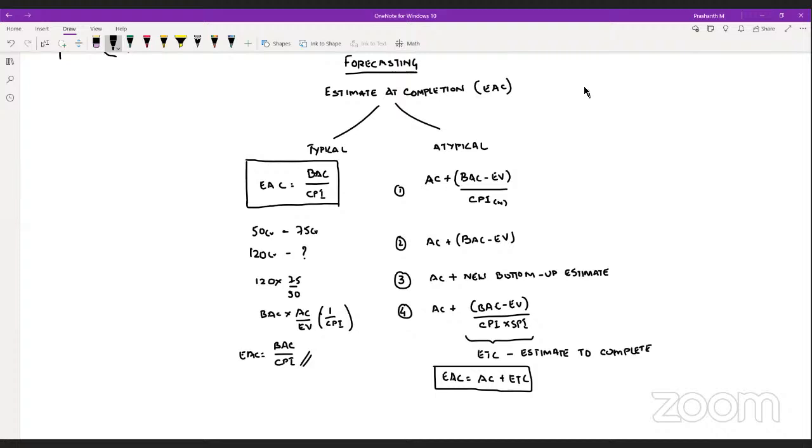Now, there is one more metric called To Complete Performance Index. This is exactly the opposite of CPI. So CPI is what you have done till now. What is it that you have to do in the future? So TCPI, the formula is simple. That is work remaining by funds remaining.